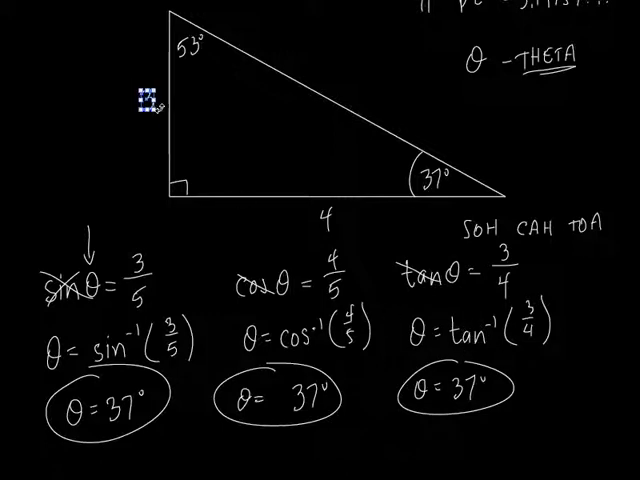What if I only knew this information right here? What would I use? It's the cosine. Why is it the cosine? Because it's adjacent over hypotenuse. You see it? So I would use the cosine. What if I knew this side right here and I didn't know this one? Then what would I use? Use the sine, because I'd use the opposite over the hypotenuse. Everybody seeing that?